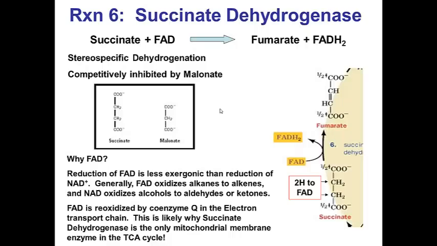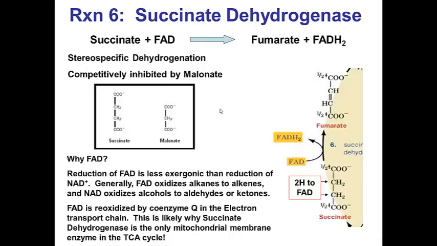However, one very interesting thing about this reaction: this is the only enzyme in the TCA cycle that takes part in two processes. Succinate dehydrogenase not only plays a role in the TCA cycle, but it also plays a role in the electron transport chain. Because of this, succinate dehydrogenase is located in the mitochondrial membrane.